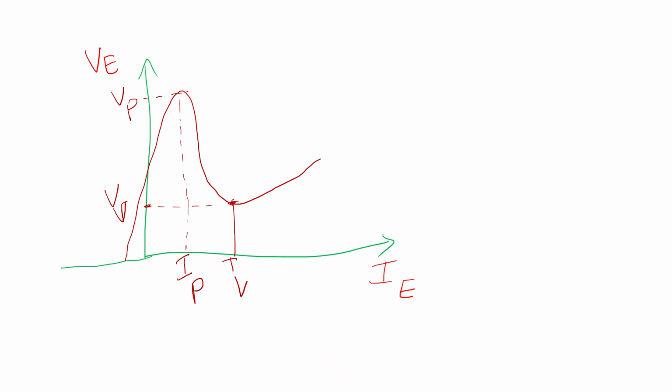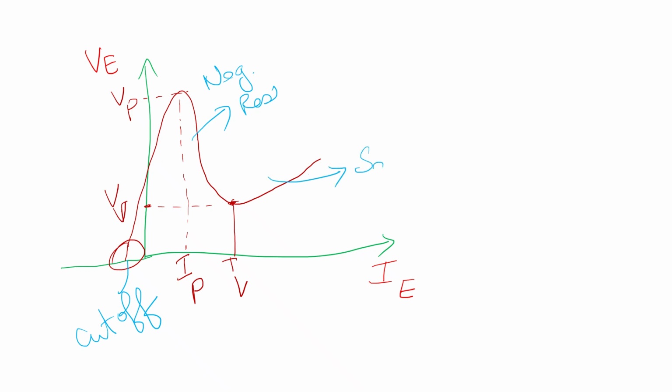Yes. So this region is called the cutoff region. This region is called the negative resistance region, and the region above the valley point is called the saturation region.